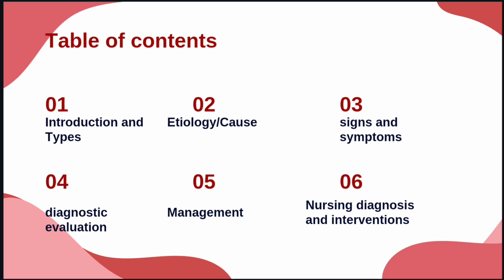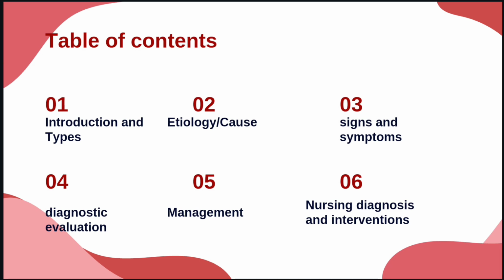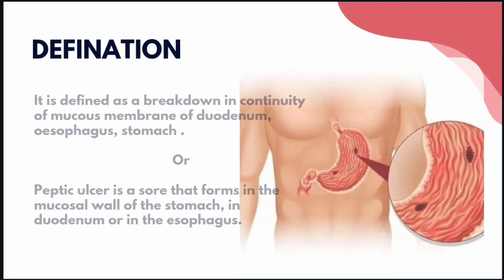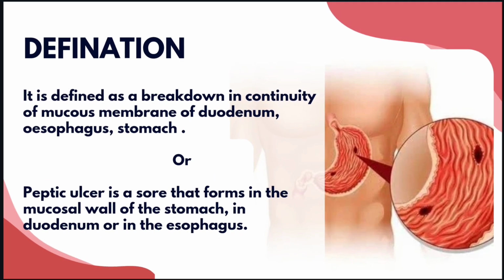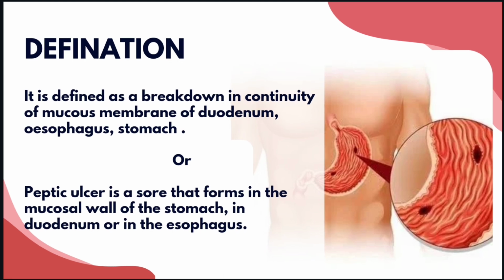In this lecture we are going to discuss the introduction and types of peptic ulcer, their etiology and causes, signs and symptoms, diagnostic evaluation, management, which includes nursing management, medical management, and surgical management, and lastly nursing diagnosis and their interventions. So peptic ulcer is a breakdown of continuity of the mucous membrane of the stomach or affected area. It is defined as breakdown in continuity of mucous membrane of duodenum, esophagus and stomach.